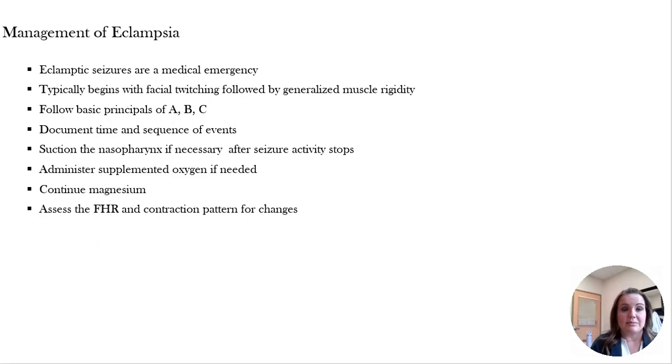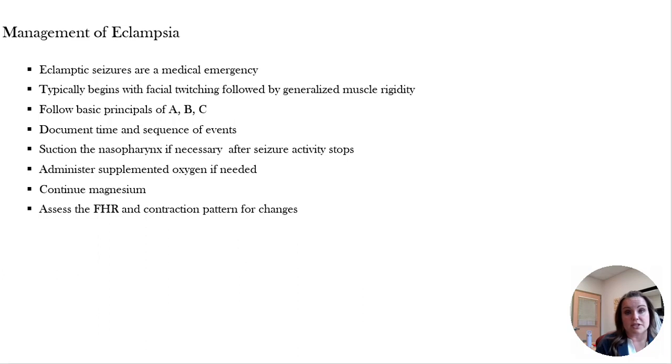Like I said, eclampsia is the development of seizures in a preeclamptic patient. Obviously, it's a medical emergency. Treatment follows the basic principles of airway, breathing, circulation. So we do not really treat these patients any differently than we would any other patient that has a seizure. Call for help, turn them on their side, keep them safe, keep the airway open, suction after, time the seizure, give oxygen after.